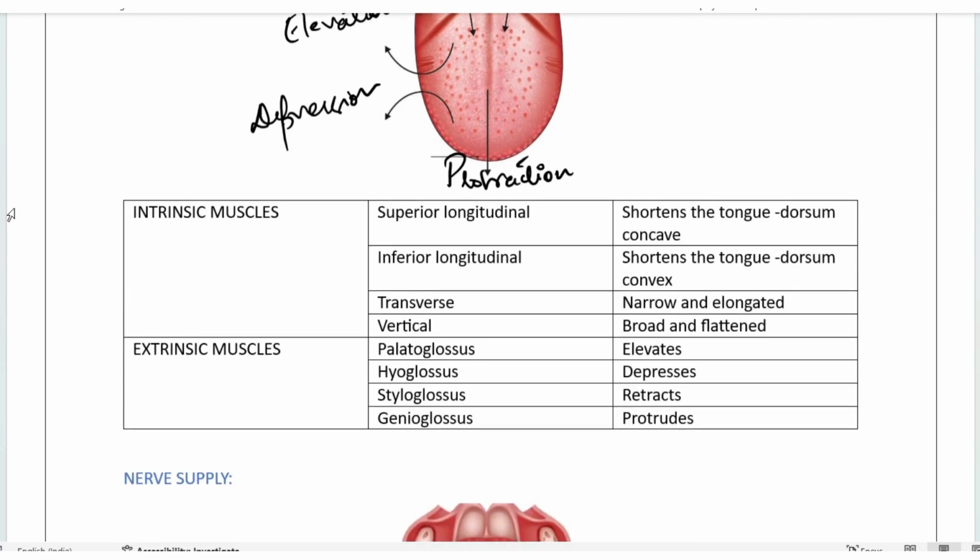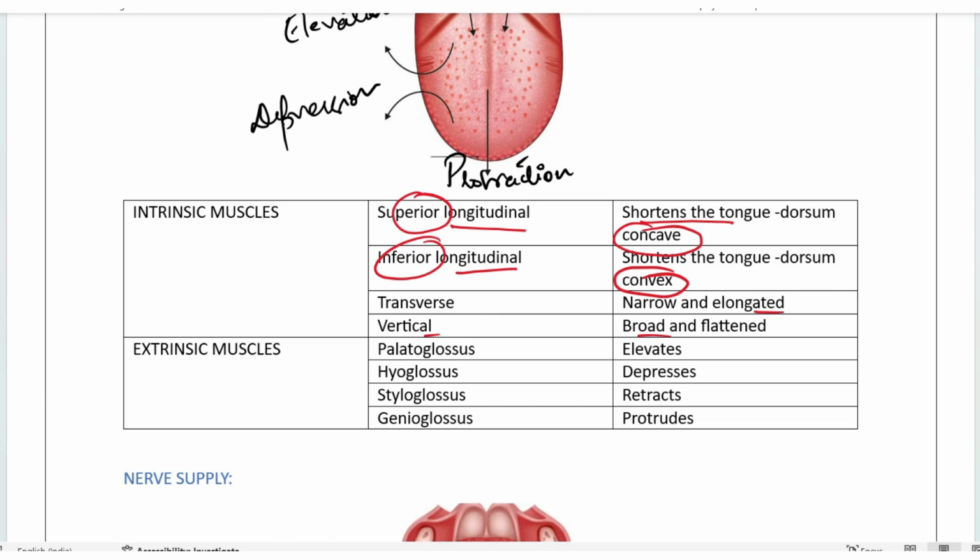Now here again we'll see the intrinsic and extrinsic separately. Both the longitudinal muscles, superior and inferior, are responsible for shortening of the tongue. The superior will make the surface concave, while the inferior will make the surface convex. Transverse is responsible for the tongue to be narrow and elongated, while vertical will make it broad and flattened.